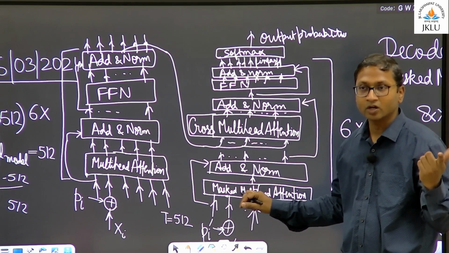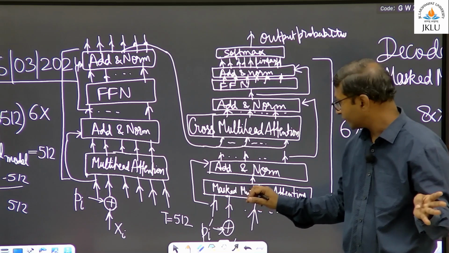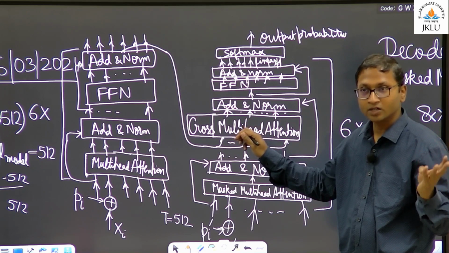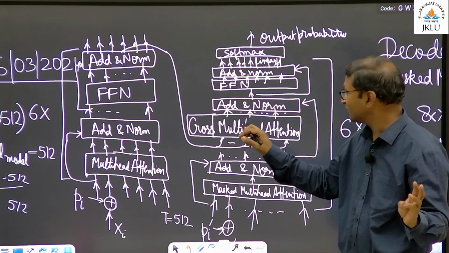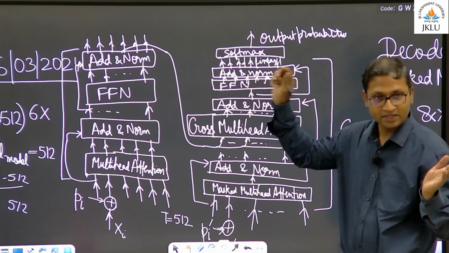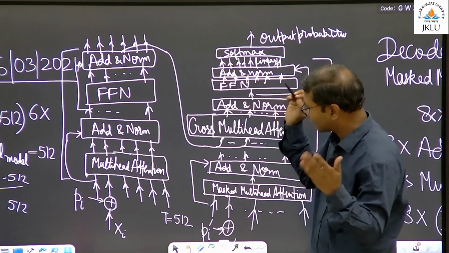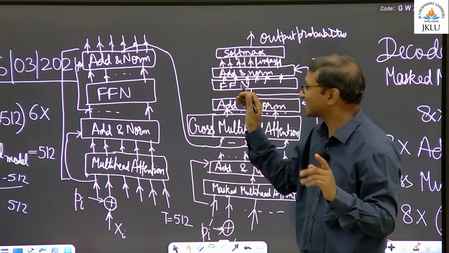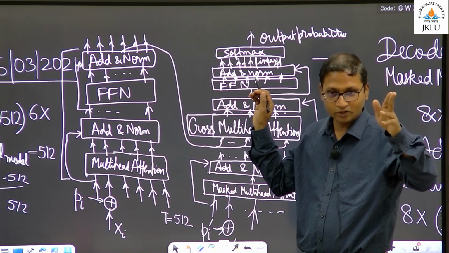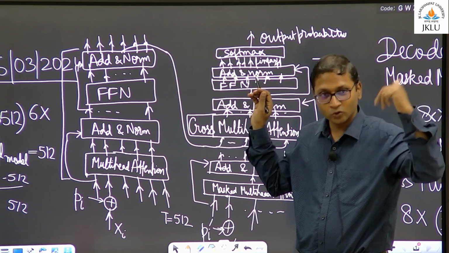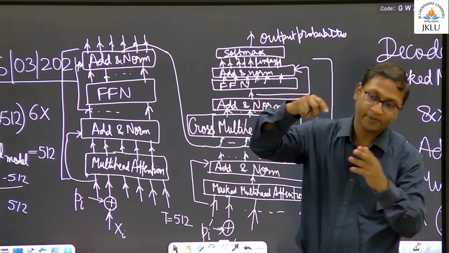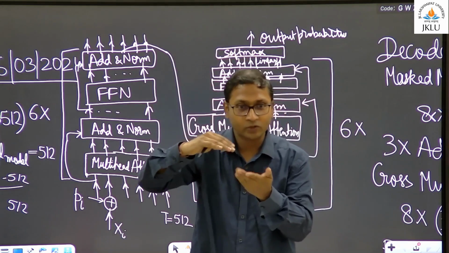Then we come here, what was this? 8 cross 3 cross 64 cross 512, 0. Again 8 cross 3 cross 64 cross 512, 0. Same things get repeated. So this is 2048 cross 512 plus 2048, then 512 cross 2048 plus 512, and then we come to this final linear layer which is 25K cross 512, and then you take softmax.